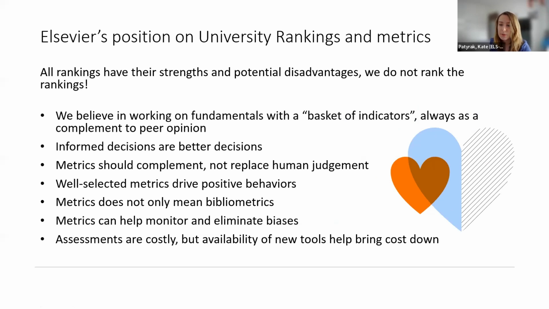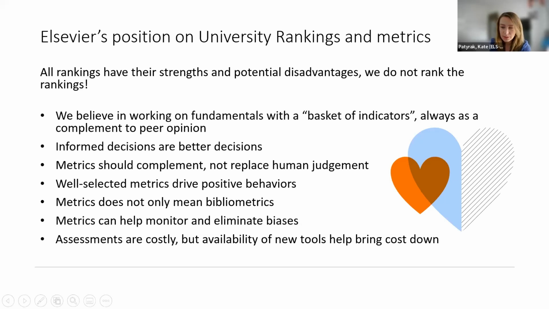At Elsevier, we often get the question what we think is the best ranking, and this is not really a question we can answer, as each ranking has both strengths and disadvantages. Elsevier is and should always be neutral when it comes to the different rankings, as otherwise our data might not be seen as neutral. We believe in working on fundamentals with a basket of indicators as a complement to peer opinion and other metrics. Informed decisions are, of course, always better decisions, but metrics should always complement and not replace human judgment.